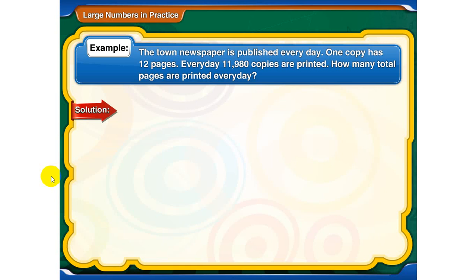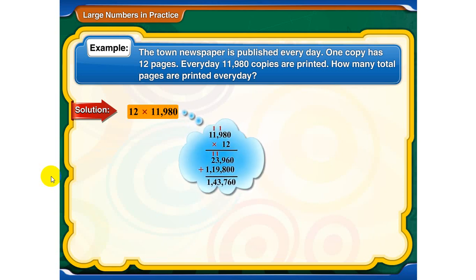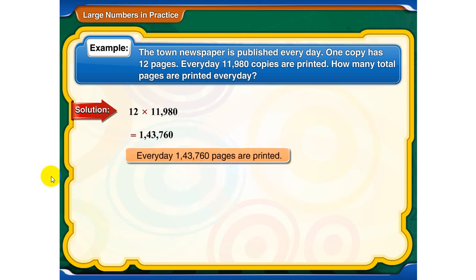Solution. Each copy has 12 pages. Hence, 11,980 copies will have 12 into 11,980 pages. Now, if we multiply 12 by 11,980, we get 1,43,760 pages. Answer: every day, 1,43,760 pages are printed.